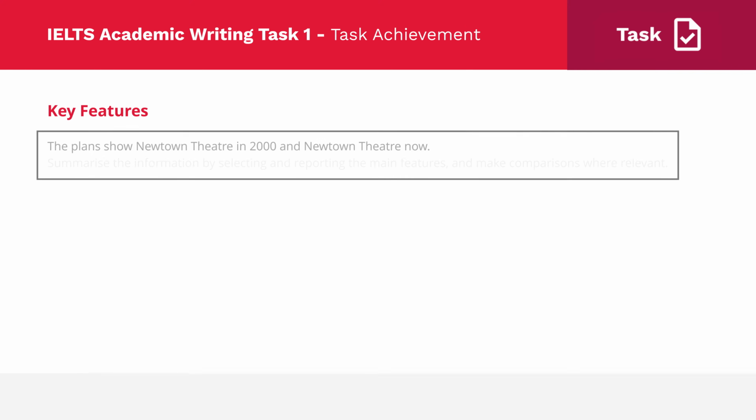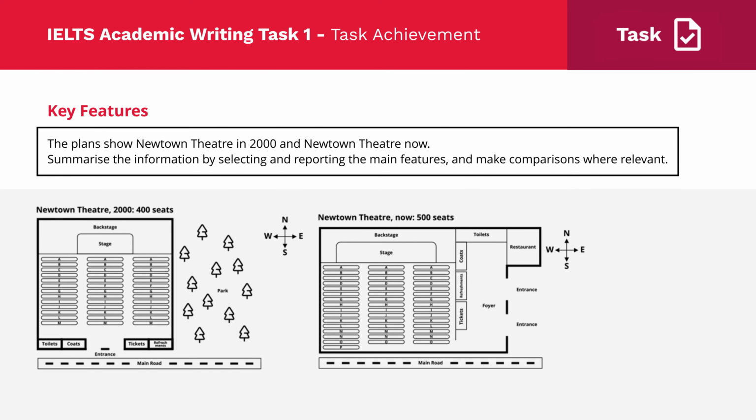Let's look at our task example again. In this case, the key features are the major changes that have taken place since 2000. The supporting information should include the figures or numbers provided and the position of the items on the map. You can use the compass directions to help with your description if they've been provided. Your description is a summary of the information, and as part of this summary, it's important to include an overview.